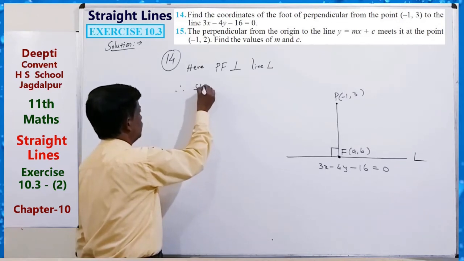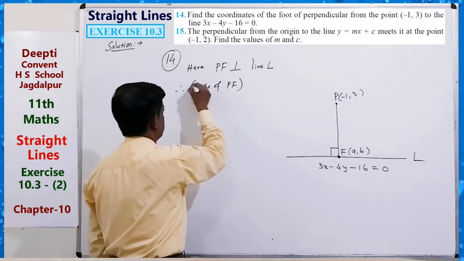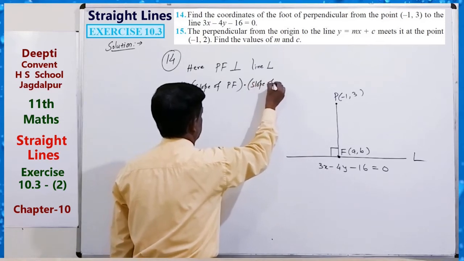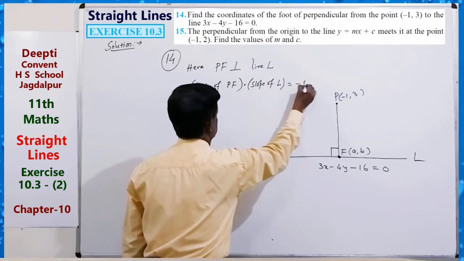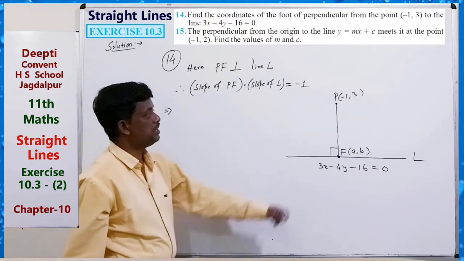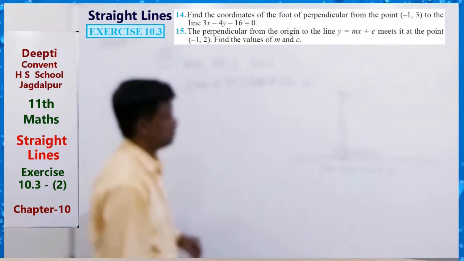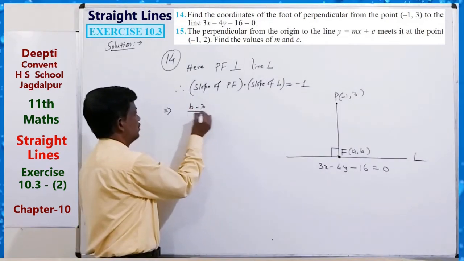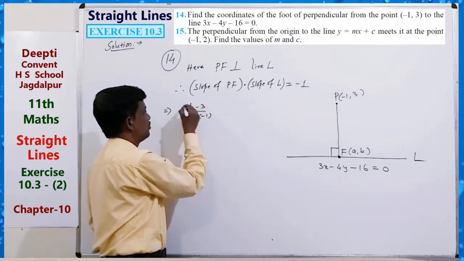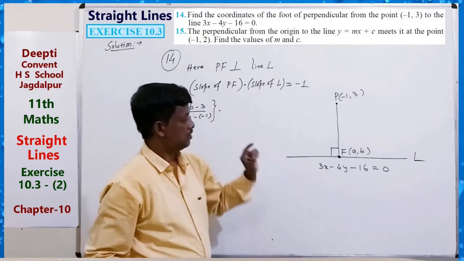Okay? Therefore, slope of PF into slope of L is equal to minus 1. Clear? Now, slope of PF joining two points is y2 minus y1 upon x2 minus x1. So b minus 3 upon a minus minus 1. This is the slope of PF. Now the slope of L, this line.